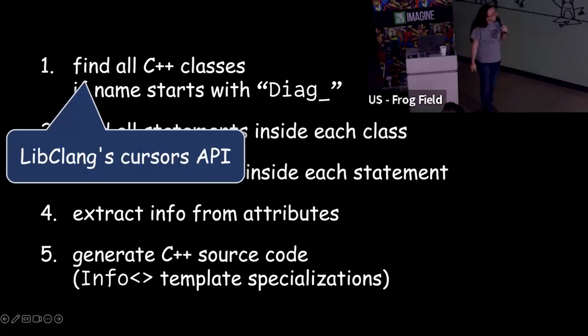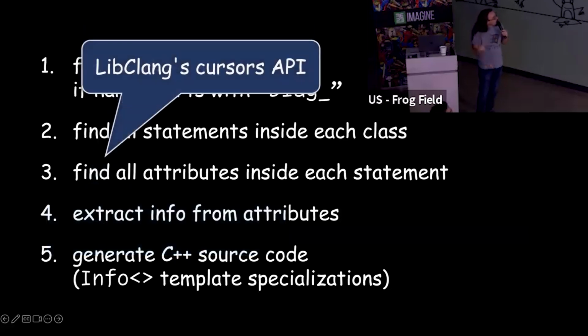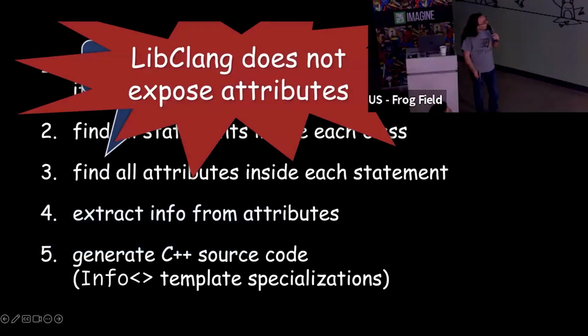So to find all the classes, libclang has a convenient cursors API. We don't have to worry about namespaces and nested classes, whatever stuff. We could just say find all of the classes that start with diag. And same with statements. We could just quickly find all the statements inside our classes. And same with attributes, except actually libclang does not expose attributes. Libclang doesn't even expose attributes that libclang does understand.